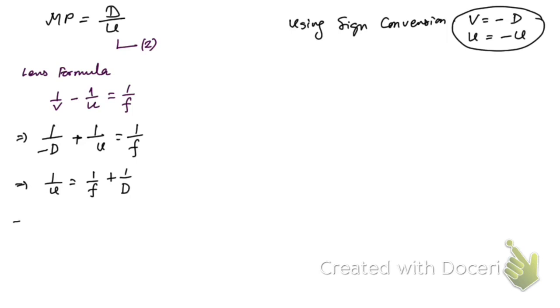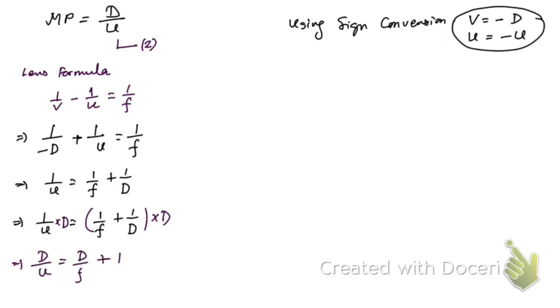Now let us multiply both sides by d. So we're gonna multiply d on this side and on this side as well. Then what we're gonna get, d/u is equal to d/f plus 1, right? So that's why, let me write here, d/u is the angular magnification.